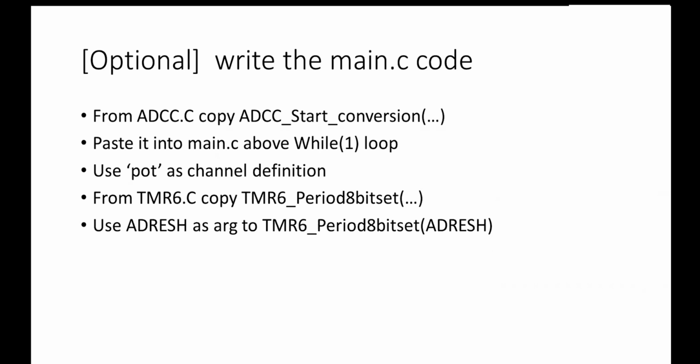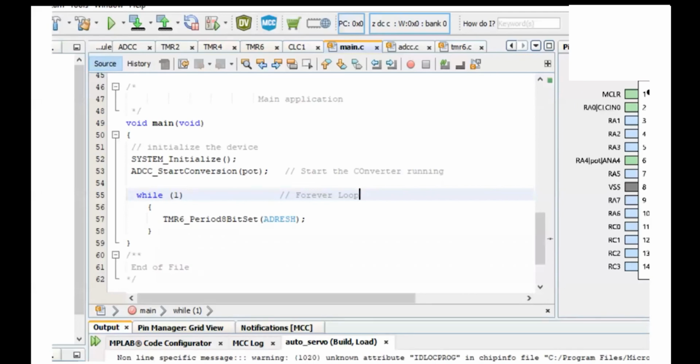I get the code to start the converter running. I change the channel from being whatever it is to pot, and I find the code to jam numbers into timer 6, and that's all I need. So I've written a C application: initialize the system, start the A to D converter, and then forever set the 8-bit period to whatever the ADC is. So I take the value from the ADC and I jam it in the 8-bit timer, and that's it. I check it and it works, and away we go.